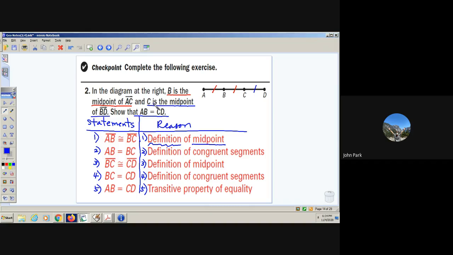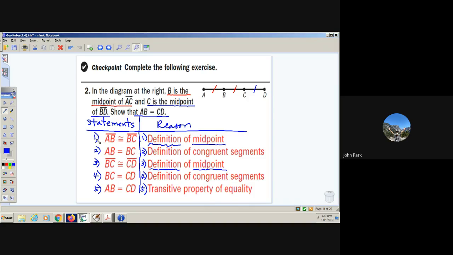So then the second part, C is the midpoint of BD, that tells us that BC is congruent to CD, right? So that's the other definition of midpoint, right? So that's BC congruent to CD. We already marked it.